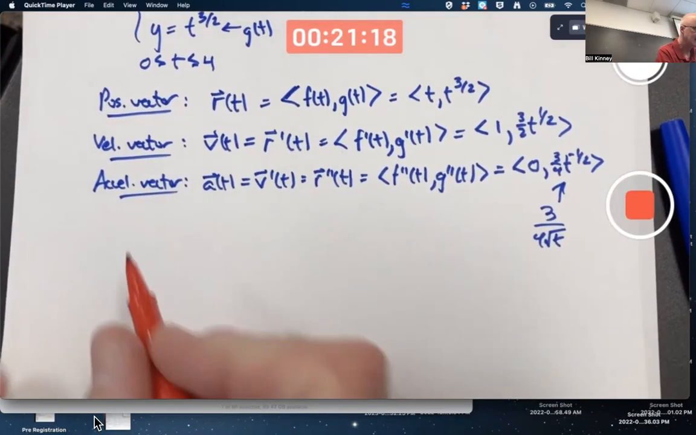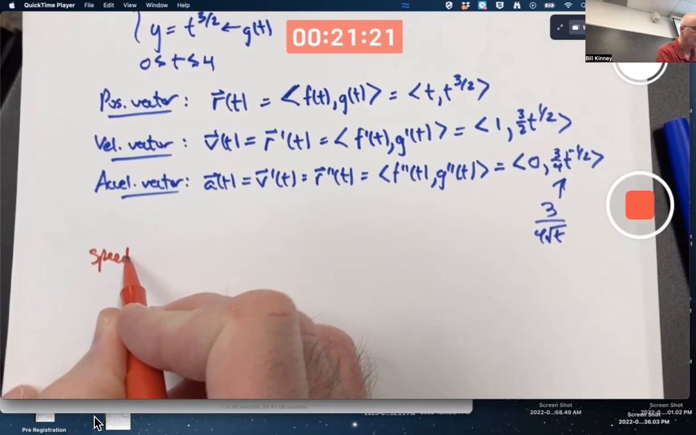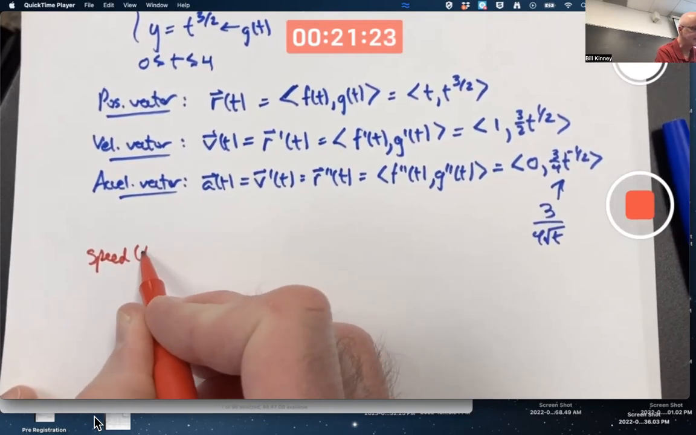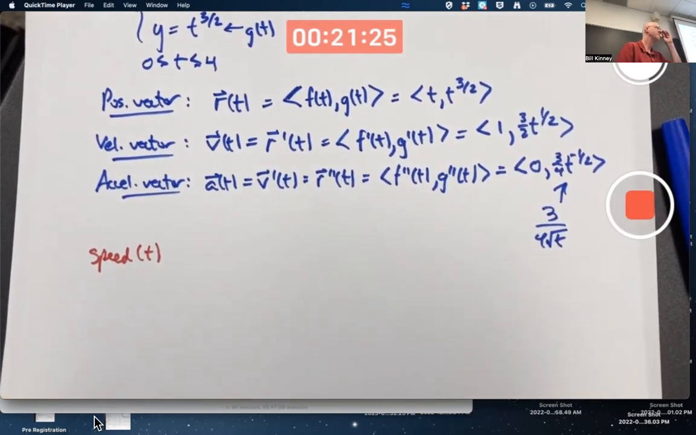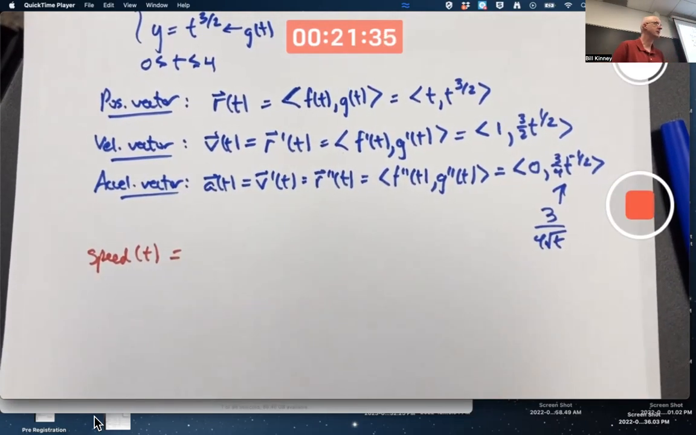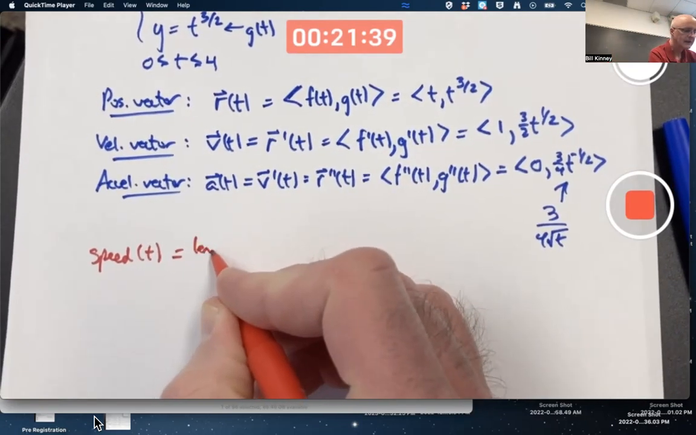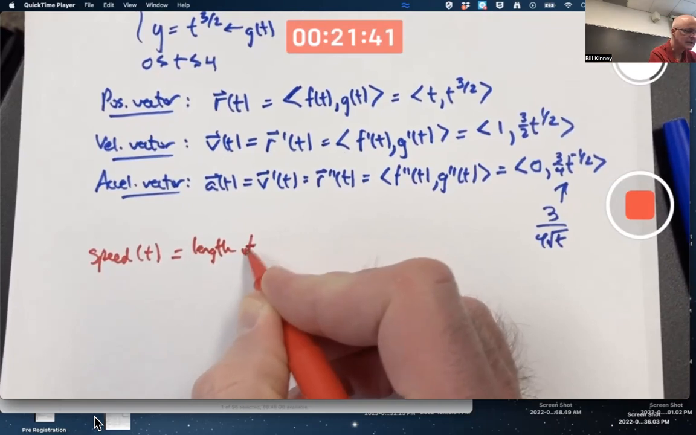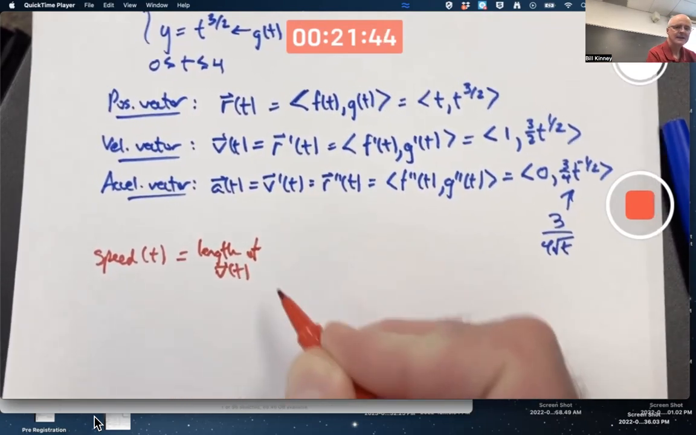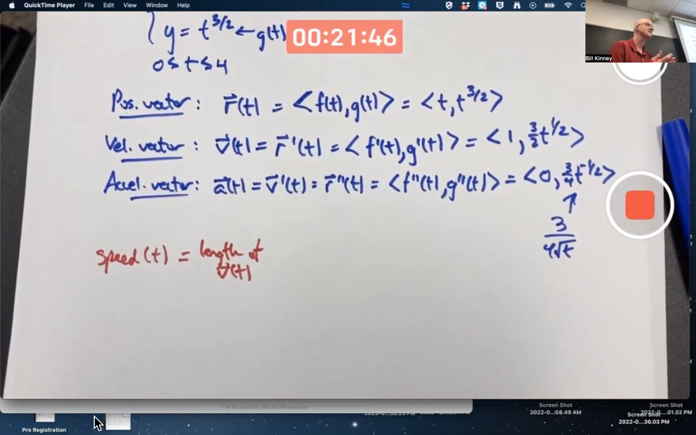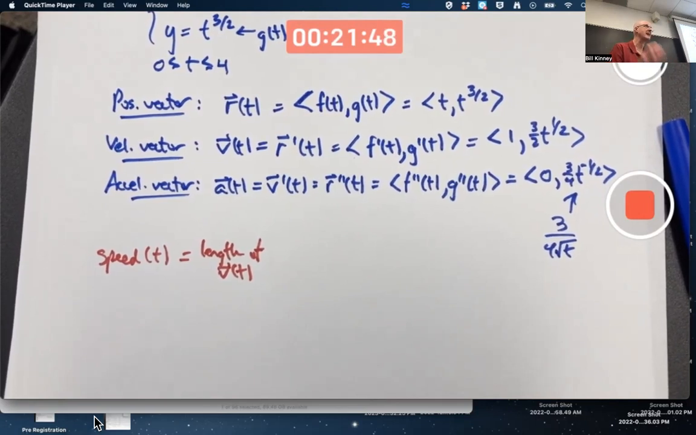The speed, well, first of all, it's a function of t. I didn't write this before, but it is a function of t. It could be a constant function of t, and then I wouldn't maybe have to write the of t in there. Essentially, it's the length of the velocity vector. Length of v of t. Being a length, it's not a vector. The speed is not a vector. The velocity is a vector. The speed is not a vector.